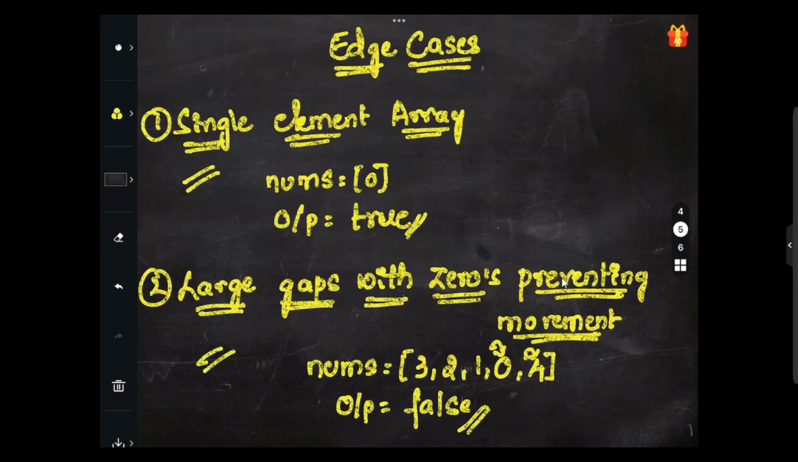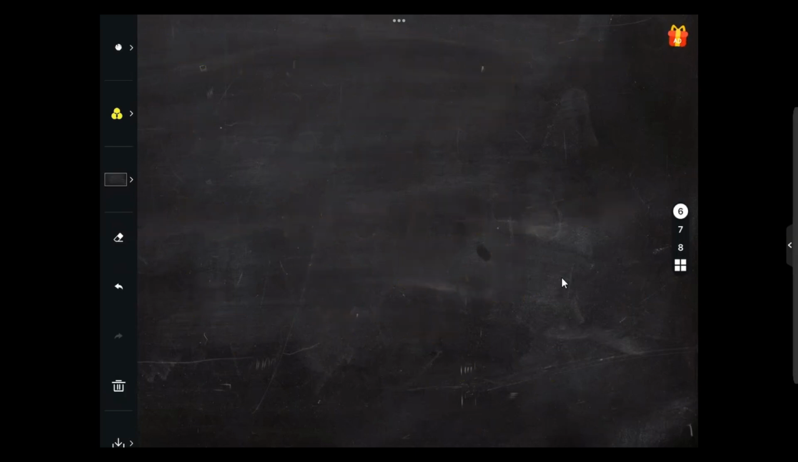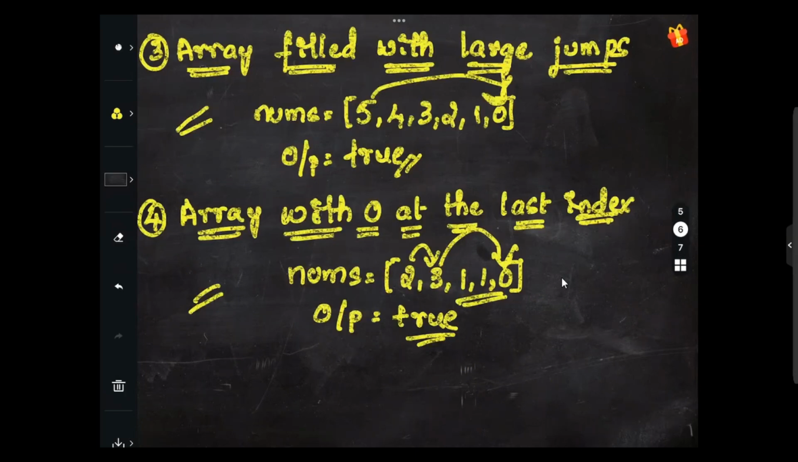Single element array, large gaps with 0 preventing movement, and the third edge case here is array filled with large jumps, and the fourth edge case here is array with 0 at the last index. I hope all the edge cases that we have discussed are completely clear, and this is the approach and these are the edge cases that we need to keep in mind, right? I hope the approach and edge cases are completely clear.